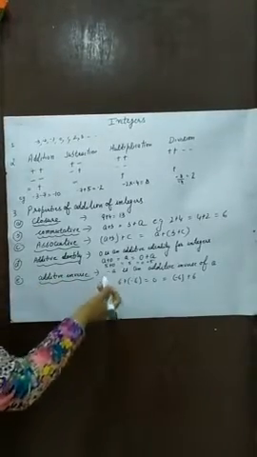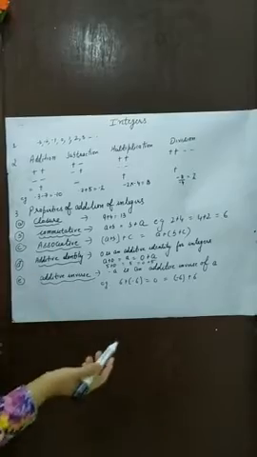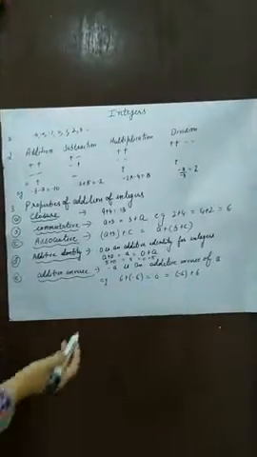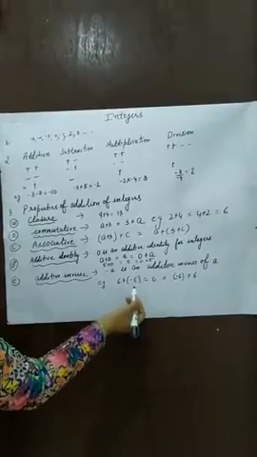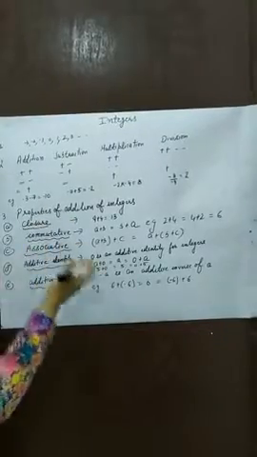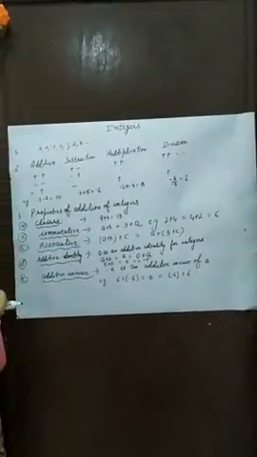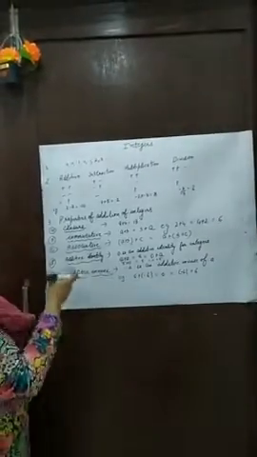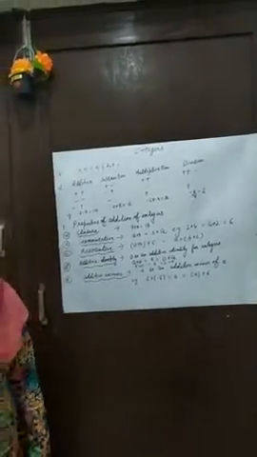Additive inverse. Additive inverse means the negative of that number. Minus a is the additive inverse of a. For example, 6 plus -6 is equal to 0 and -6 plus 6 is again equal to 0. So these are the properties of addition under integers. In the same way, we can prove the properties of integers under subtraction, multiplication and division.